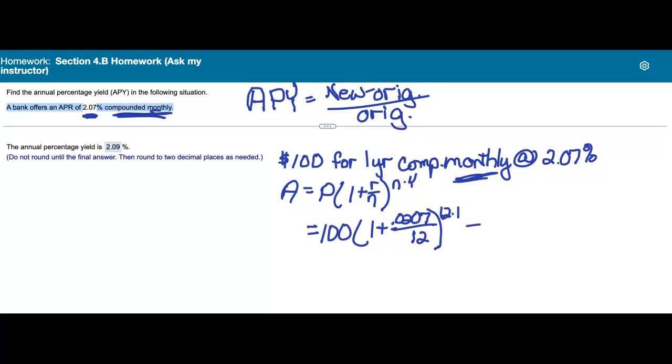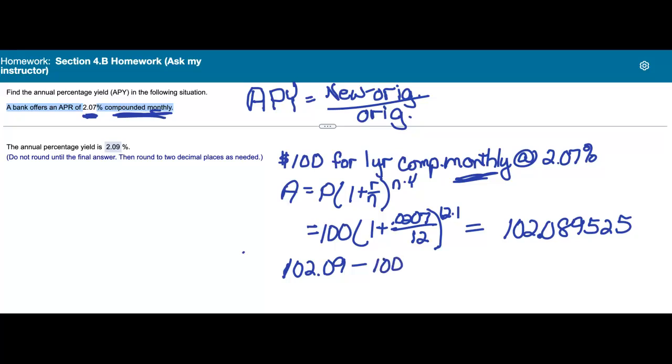So in 1 year, when we calculate this, what we end up with is 102.0897525. That's what I'm reading on the display on the calculator. If I round that off to the nearest cent, what we've got is $102.09. Now that's the new amount in this account after 1 year. The original amount was $100.